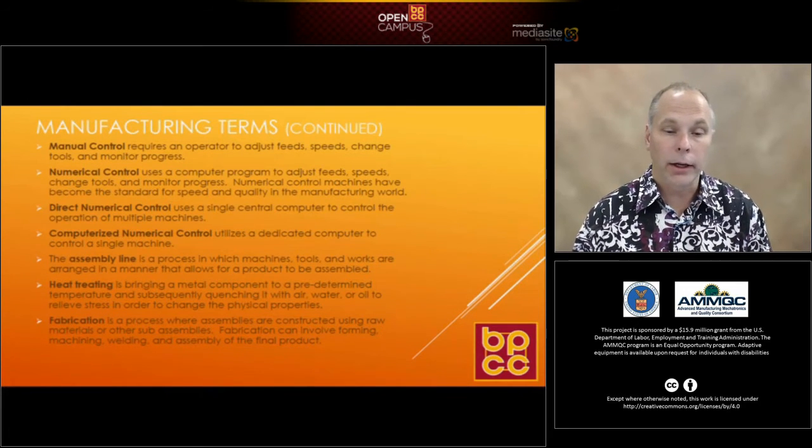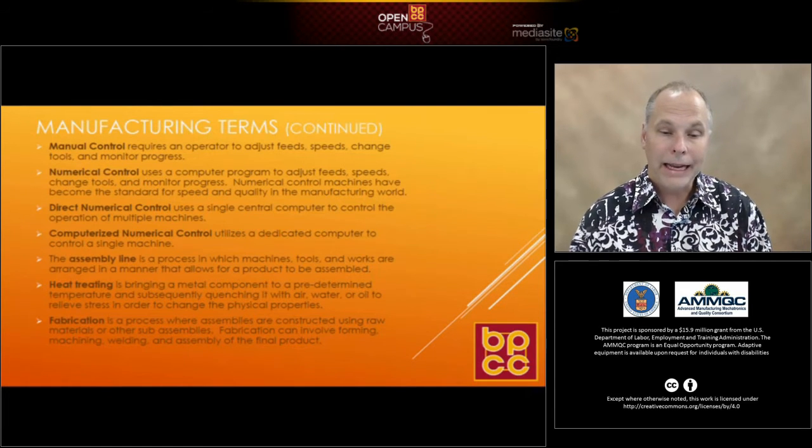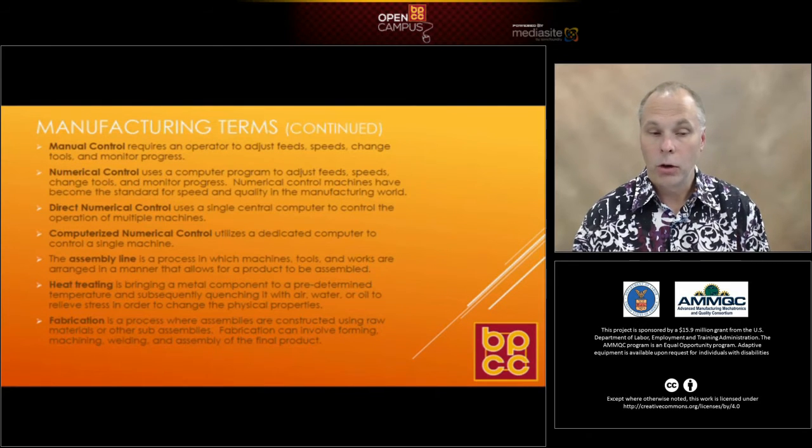Heat treating. Heat treating is the actual process of taking a piece of metal or metal component, heating it to a certain temperature, and then cooling it with air, water, or oil real quick to release the stress. It actually changes the physical properties. So heat treating is when you want to change the property of a certain type of metal for the manufacturing process. You can utilize heat treating to make that happen.